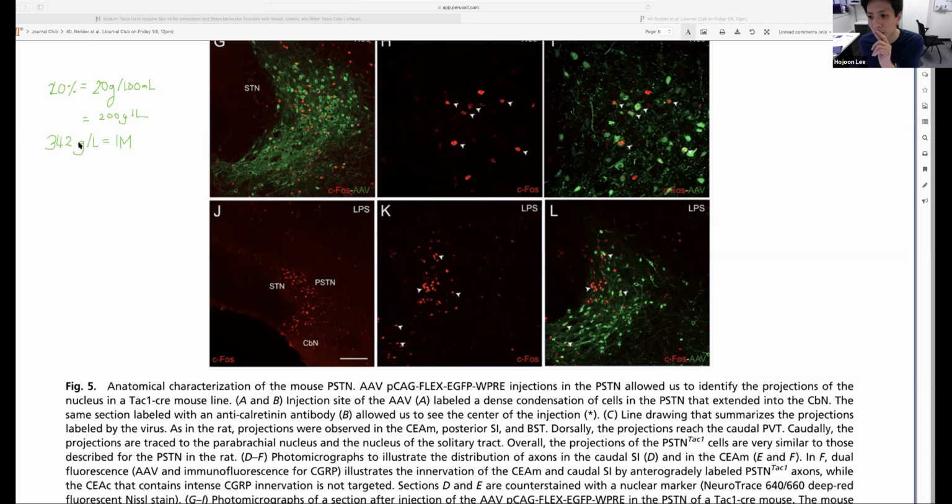Mm-hmm. So if you do like 500 millimolar, I think that would be like the maximal taste response you get, like nerve recording or calcium imaging. So these are significant, very high, very sweet things, 20%.